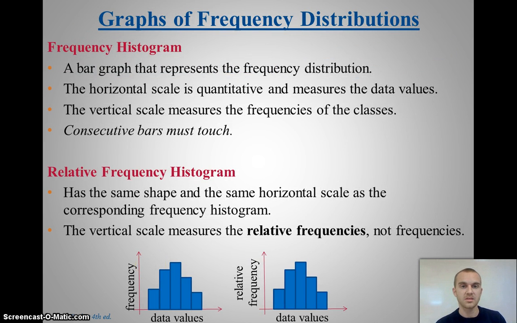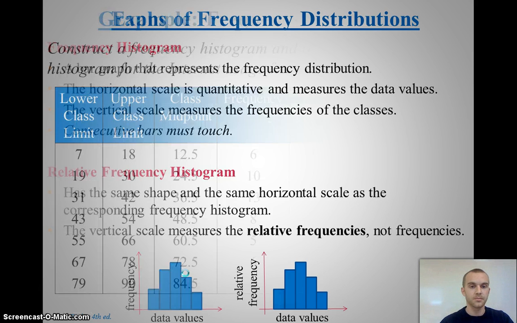Now, last thing we're going to look at is graphing the frequency distributions. So we can either graph a frequency histogram or a relative frequency histogram, depending on what we want to do. They will look the same. The difference is going to be our vertical axis. Our horizontal axis is always going to be our quantitative measures of data, and then our vertical or y-axis is going to be the frequencies, depending on whether I use frequency or relative frequency.